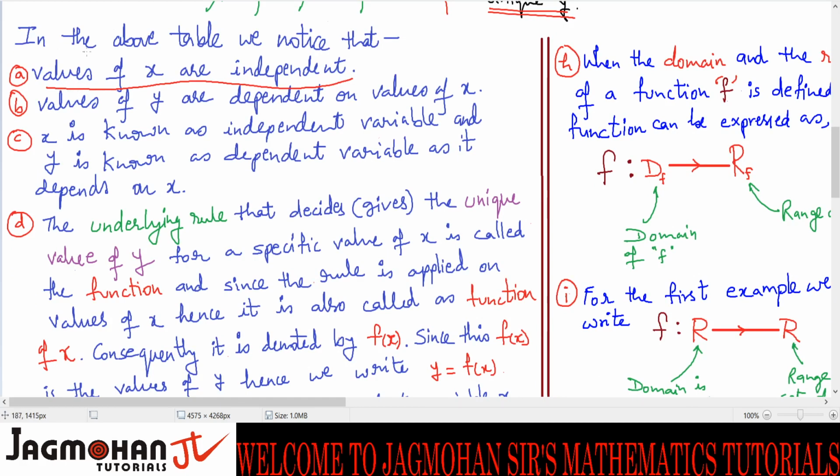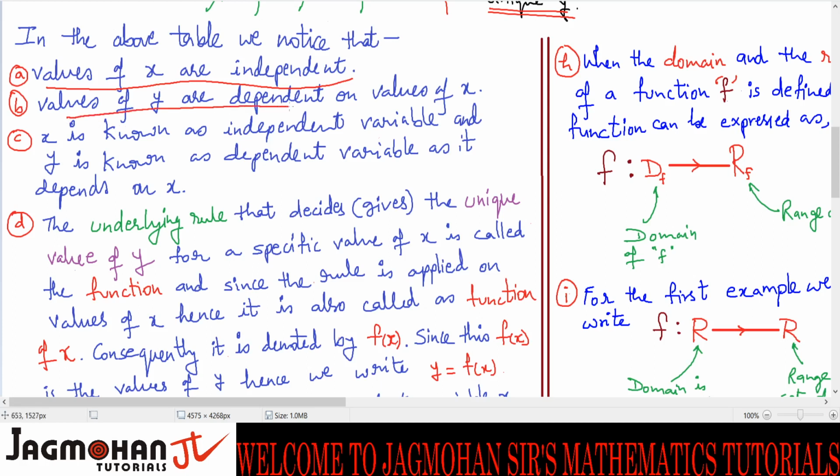to understand. In the above table, we notice that values of x are independent. What does that mean? It means that when you have y equals 2x, a function of x, the values of x are independent. You can substitute any value of x from the domain of f, from the domain of that function y equals 2x, the mathematical rule. Any real x value you can substitute in y equals 2x, and for that you get some y value. So the x values are independent.